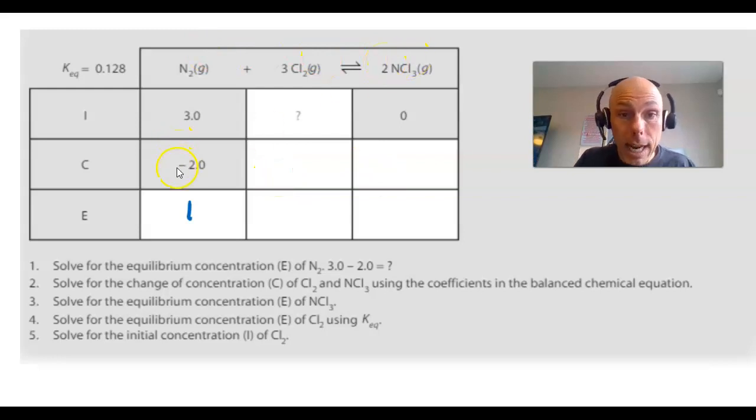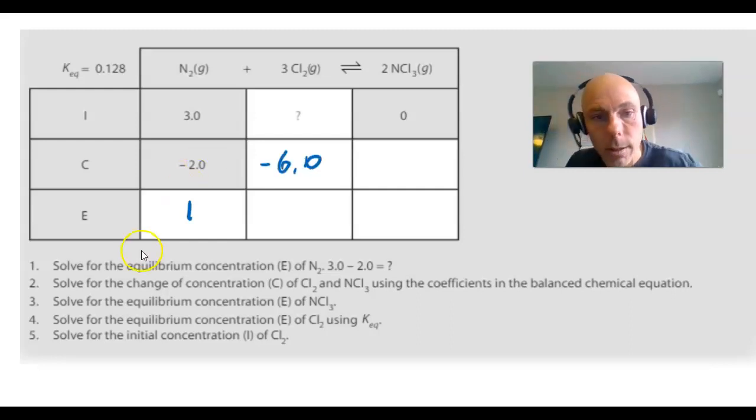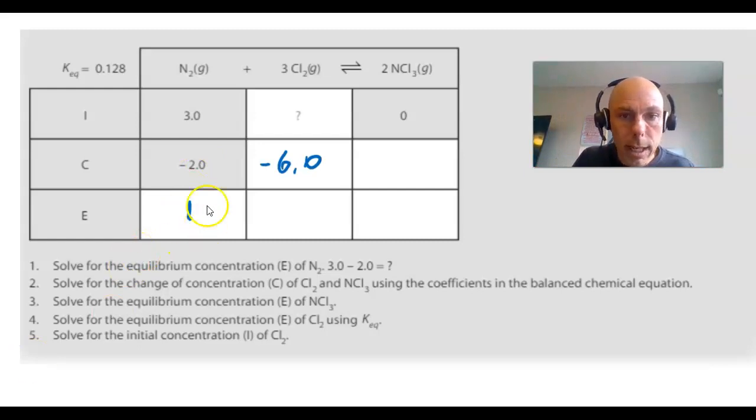If N2 went down by 2, and there's 3 chlorines that react for every 1 N2, then chlorine should go down at 3 times the rate of nitrogen. If nitrogen goes down by 2, and chlorine goes down by 3 times that much, it should go down by 6. If one reactant goes down, the other one always goes down as well. So this is going to decrease by 6.0. If the reactants go down, the products always go up. The converse or reverse is true as well.